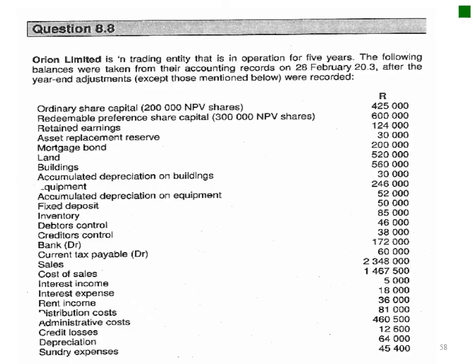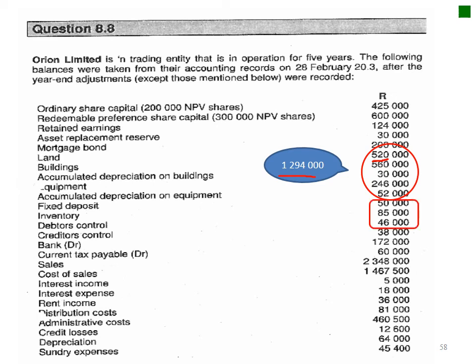So if we now look at the trial balance, we can add together the amounts for land, buildings, accumulated depreciation on buildings, and accumulated depreciation on equipment must get deducted. And we must also remember that this amount for land, we must add 50,000 to it. So if you add 50,000 together with all of those amounts, you get 1.294 million, which is the amount for property, plant and equipment on the statement of financial position.